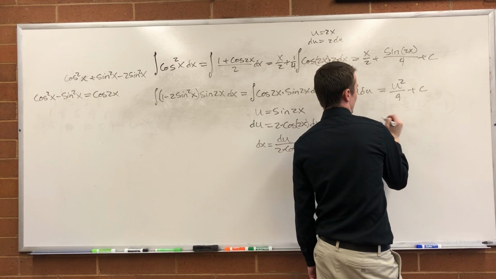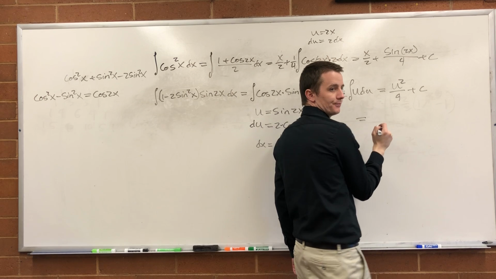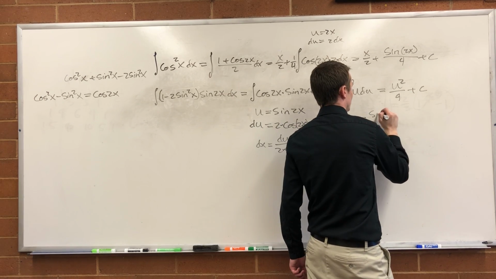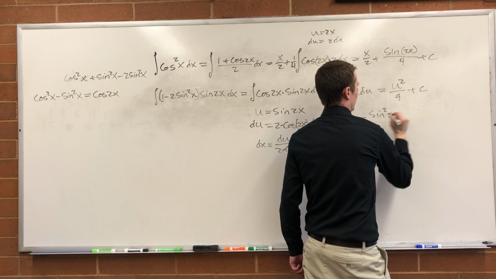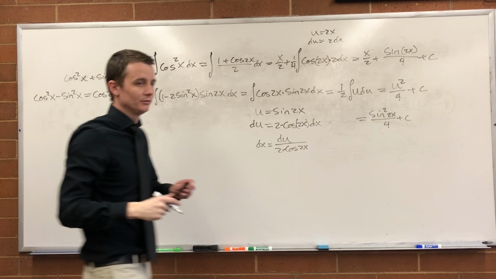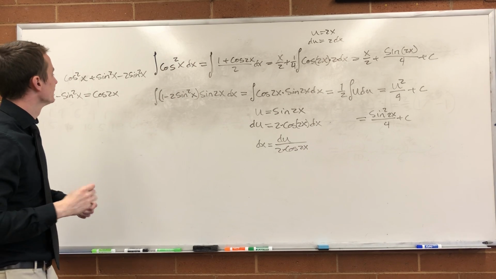Plus c, but now we need to get back in terms of x, so what is it? Sine of 2x squared. Sine squared of 2x over 4 plus c. Okay? Yeah. That was a good one.